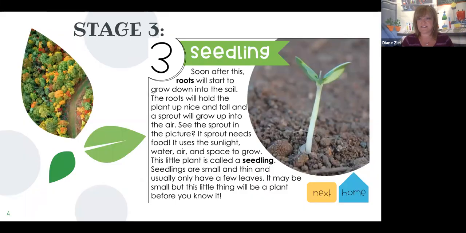Stage three is called the seedling stage. Soon after this, roots will start to grow down in the soil. The roots will hold the plant up nice and tall, and a sprout will grow up into the air. See the sprout in the picture? Its sprout needs food. It uses the sunlight, water, air, and space to grow. This little plant is called a seedling. Seedlings are small and thin and usually only have a few leaves. It may be small, but this little thing will be a plant before you know it. All these trees you see in this picture all started as a small seedling.